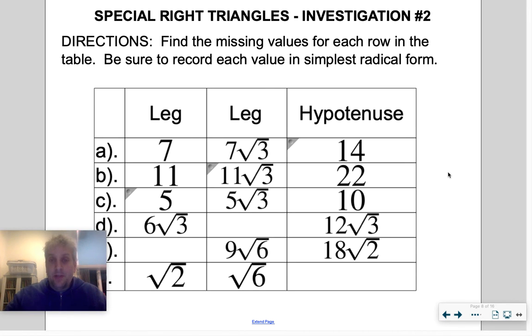All right, let's try that same process for D, E, and F. Again, doing Pythagorean theorem in simplest radical form. And I'm going to walk you through D and give you a chance to try E and F on your own. All right, let's look at D's work a little bit.